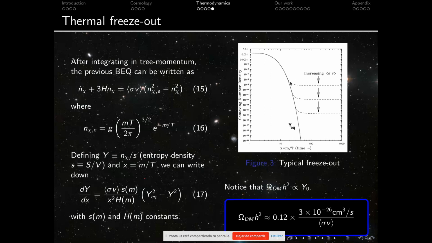But at some point you have what is called the freeze-out, and this occurs when the Hubble rate becomes much bigger than the interactions of your particles. At some point you have this constant value for the comoving number density, this Y. So after that you have a constant number of dark matter particles until today, actually.